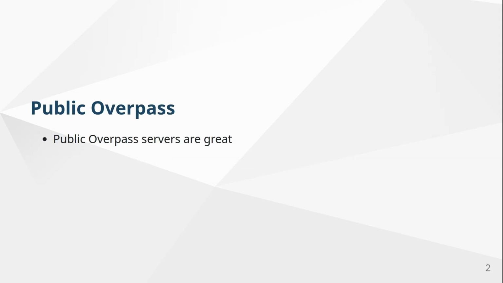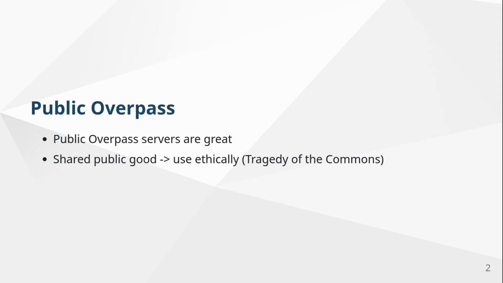So now public Overpass servers are great, and usually they are provided for free, and the companies or organizations don't make any money. So it's like shared public goods. So you might want to use those servers ethically, meaning you should not request too big data, you should not request data frequently. And in economics, it's called the tragedy of the commons. If there's something free, a lot of people will use it and use it a lot because it's free. And so you might want to avoid that and might want to use it only for small and occasional queries. So that's how to use it ethically.